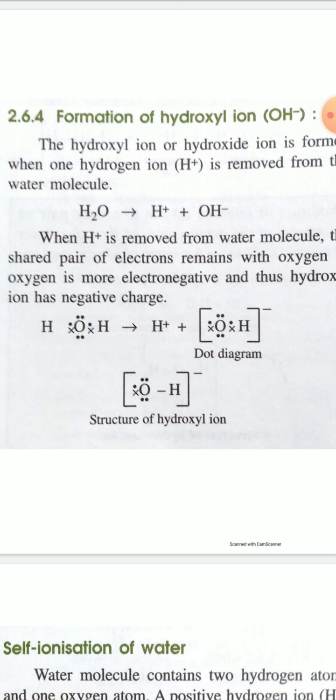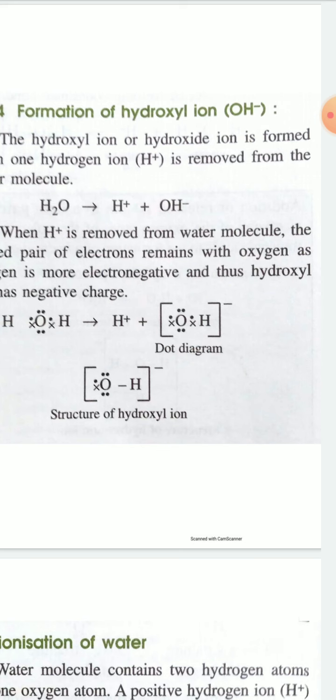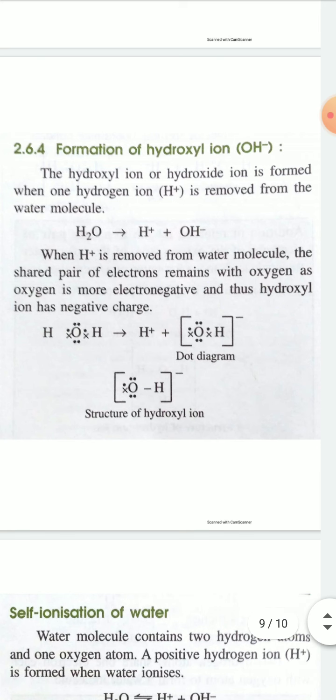But when water ionizes to form H plus and the OH minus hydroxyl ion, there is a negative charge on the oxygen atom in OH minus. This is because oxygen is more electronegative, and oxygen takes the shared pair of electrons between hydrogen and oxygen, forming H plus and OH minus ion. So the electron dot structure of the OH minus ion is given here. You can see the structure of the hydroxyl ion.